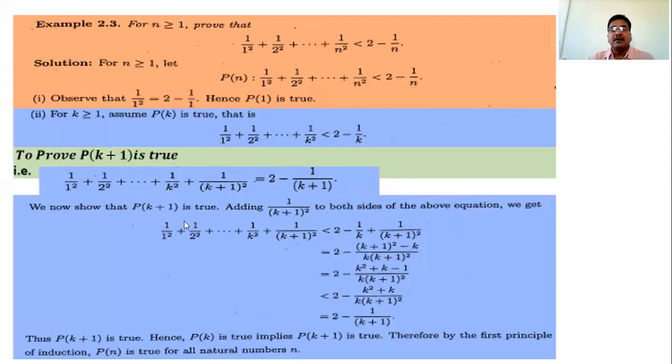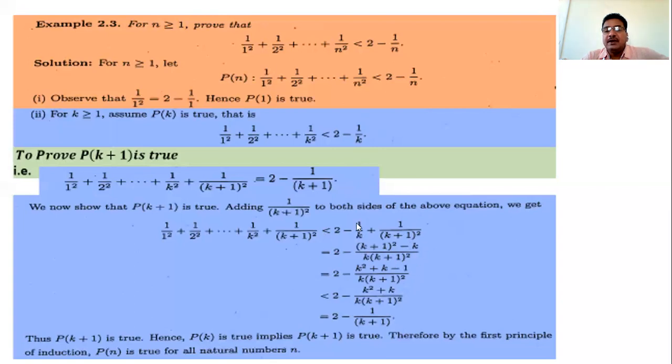So what do we have? 1/1² + 1/2² + ... + 1/k² + 1/(k+1)² is less than or equal to, right here, less than or equal to 2 minus 1/k plus, this 2 minus 1/k plus 1/(k+1)². And then for the addition of these two, take k(k+1)² as the LCM.